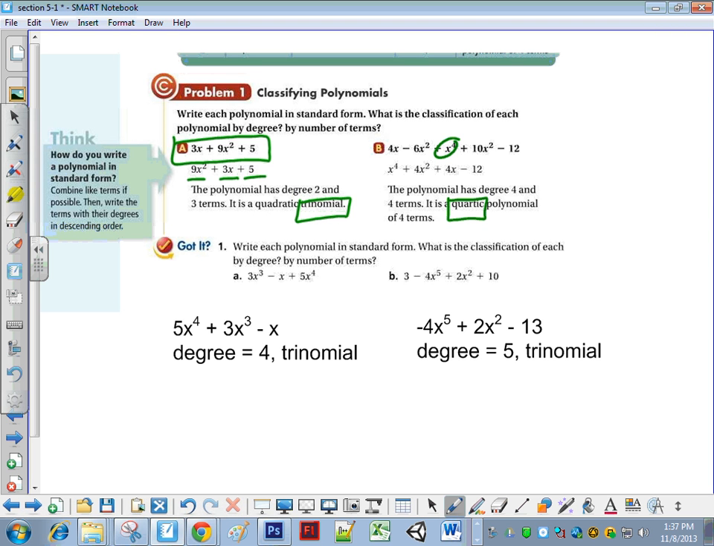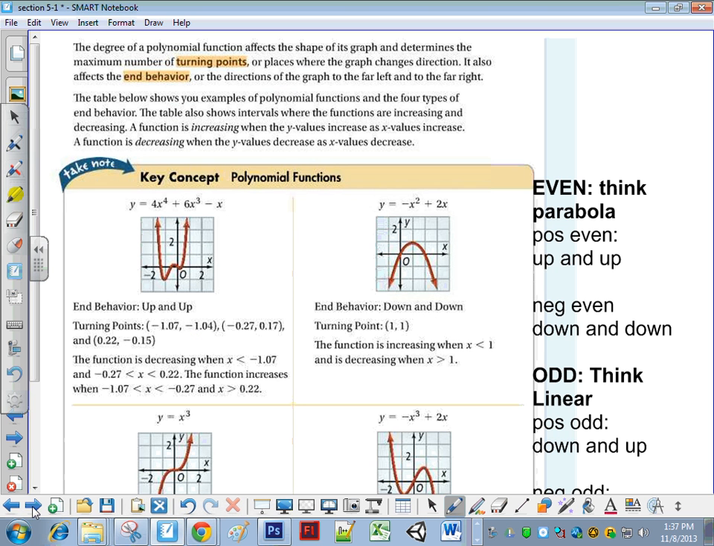All right, to rewrite this one, I said 5x to the 4th comes first. Next is 3x cubed minus x. The highest degree is this 4th power, so it's called degree 4. It's a trinomial, 3 terms. This next one, negative 4x to the 5th is first. 2x squared comes second. I can combine 3 plus 10 to get 13. This degree is 5, and that's a trinomial.